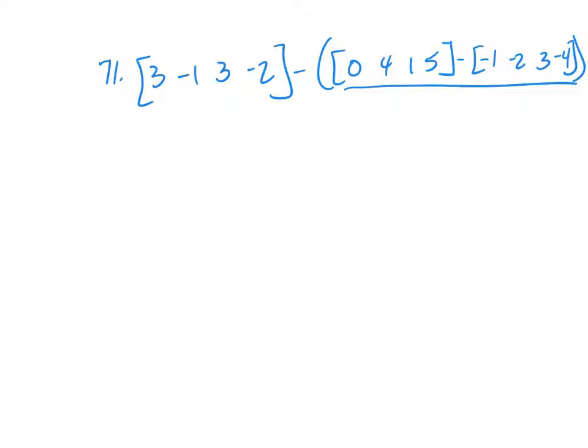This middle part here, this matrix here, we add those two together first. So we're subtracting those matrices. So I'm going to do 3, -1, 3, -2, minus the result of this mess. So 0 minus -1 is 1. 4 minus -2 is 6. 1 minus 3 is -2. And 5 minus -4 should be 9.